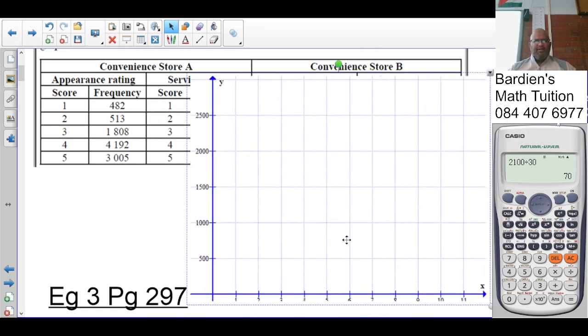Okay, so listen. In the exam, we will give you a graph paper, okay, a scale.